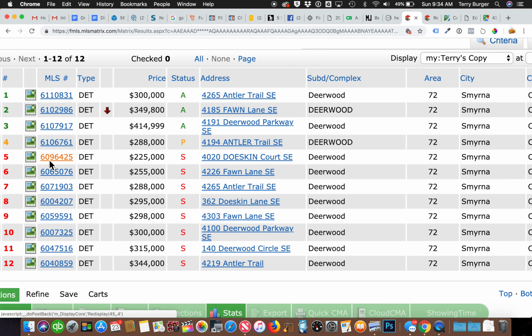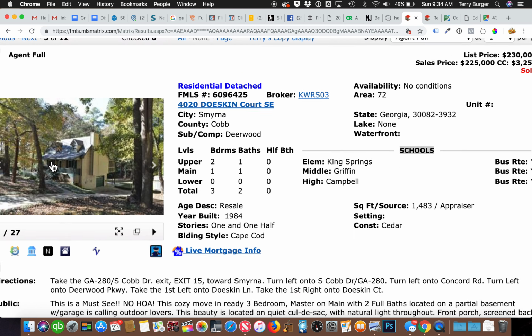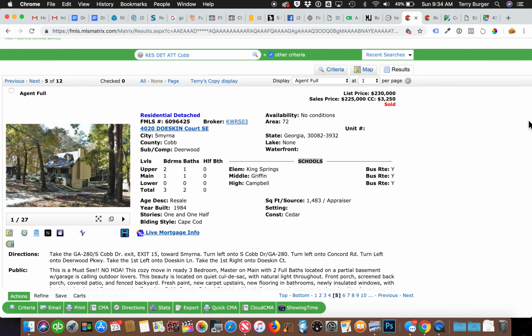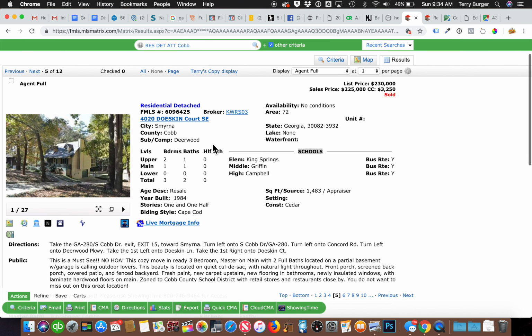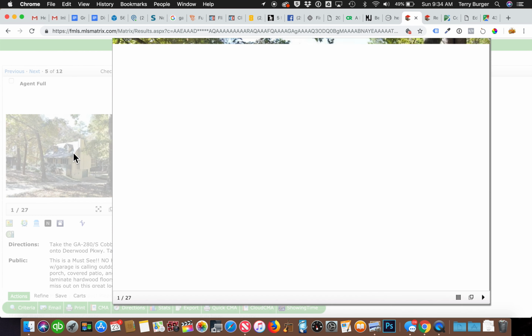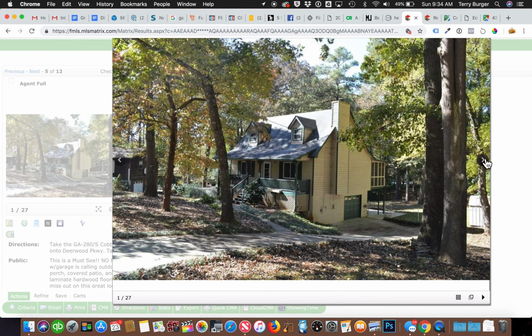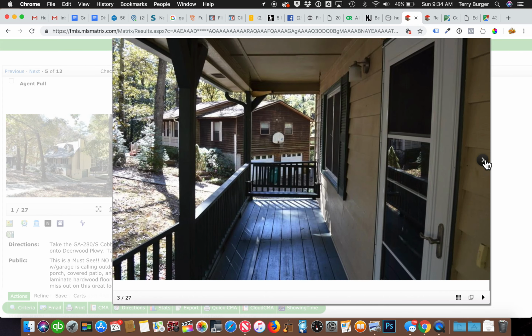Let's look at this one for 225. All right, so first of all, it's not the same style. Ours is a ranch, and this one looks like some sort of two-story. But it's all we have to go on right now. So let's just kind of thumb through the photographs and see where we are.